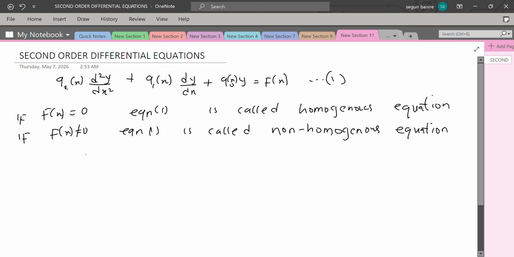In the next couple of lectures, we'll be studying the non-homogeneous equation and how to solve it. But in this lecture, we'll be considering the homogeneous equation.